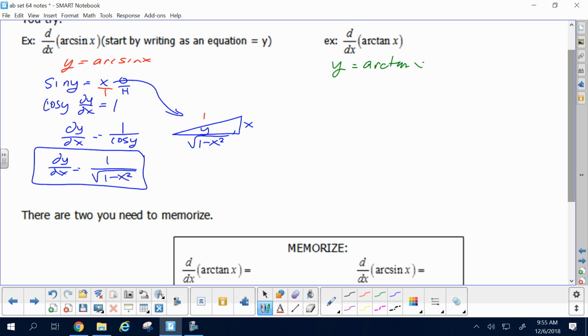Now do the next one, which is the other section. There really are two you're going to have to straight up memorize: arcsine and arctangent. The others you're going to do by showing this process every time in my class.